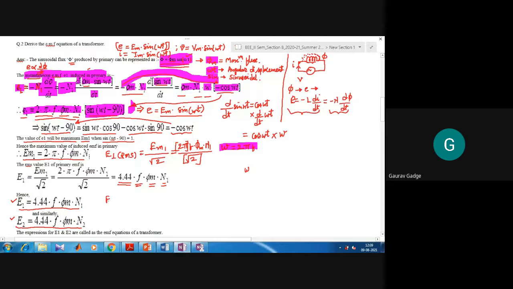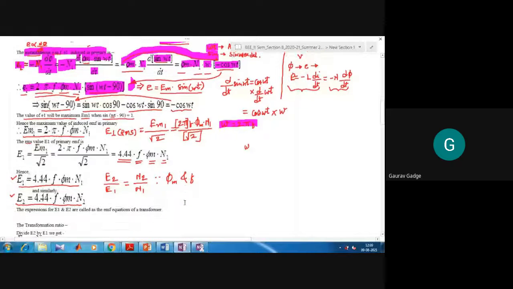So now if I divide this E2 by E1, what do I get? 4.44 gets cancelled, frequency gets cancelled, flux gets cancelled, and therefore you get N2 upon N1. Can you tell me the constant quantities which are present here? The constant quantities are flux and frequency. In the above definition, I already said that the flux and frequency are constant.